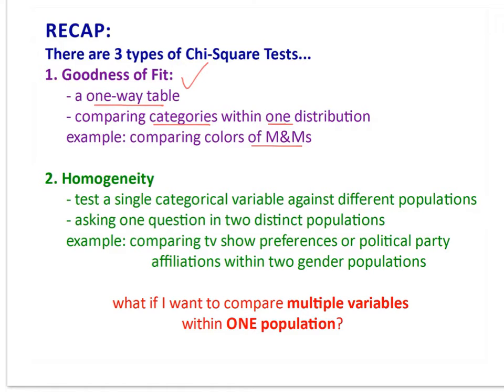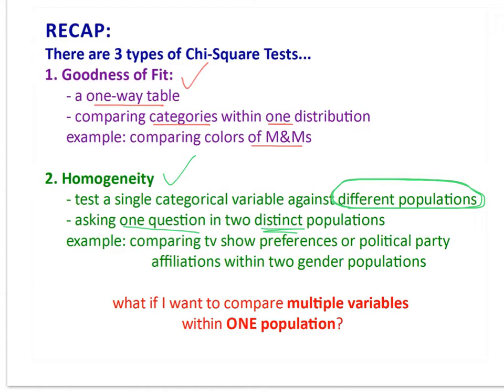The second test that we did was homogeneity. So homogeneity tests a single categorical variable against different populations. So I took a sample from one population and then a sample from another population with homogeneity. So I was asking one question to distinct populations, and an example of that is comparing TV show preference or political party within two genders. So I interviewed the men, then I interviewed the women, and I asked them the same question.